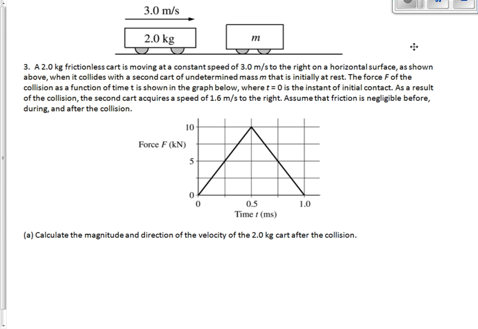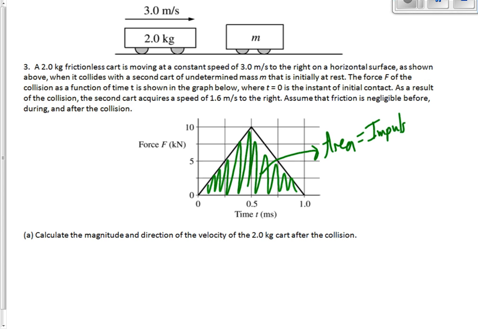So we have a 2 kilogram cart at 3 meters per second colliding with an unknown mass cart that is at rest. We're given some information about what happens to the smaller cart after the collision, but without the mass, we can't really do much without first looking a little more at this graph. So force versus time, we know that the area under a force versus time graph is going to give us the impulse. And again, this just says the force versus time for the collision.